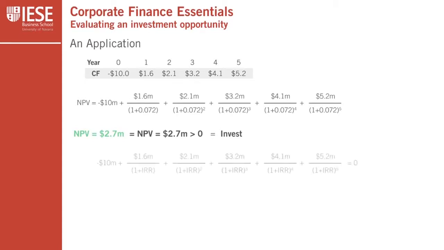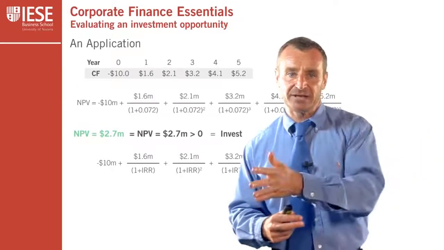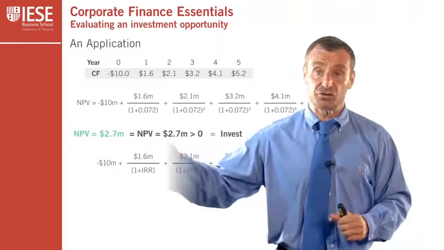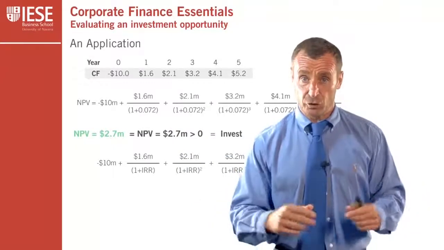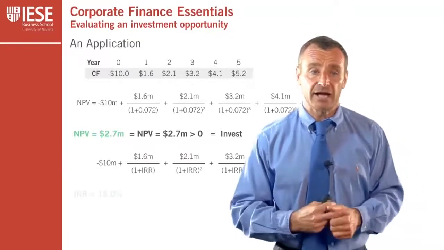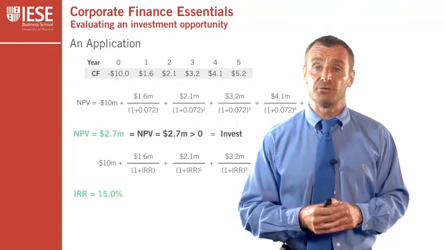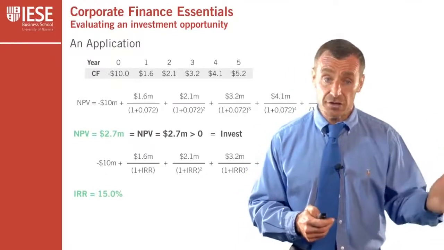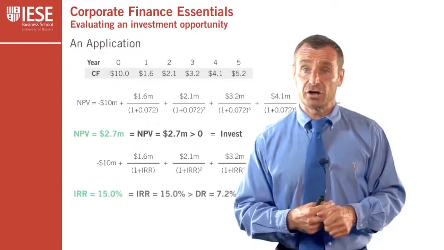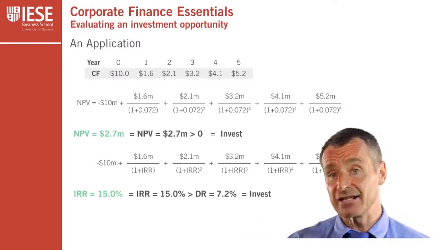All right, so let's do that. We equate the initial investment and the discounted expected cash flows to 0. Now we need to solve for those denominators, those internal rates of return. And if you throw these numbers in Excel, Excel is going to give you a number of 15%. 15% looks like a good return, particularly if you compare it with the cost of capital of 7.2%. And because the IRR is higher than the discount rate of 7.2%, then again we should invest in this project. That is exactly what we expected.